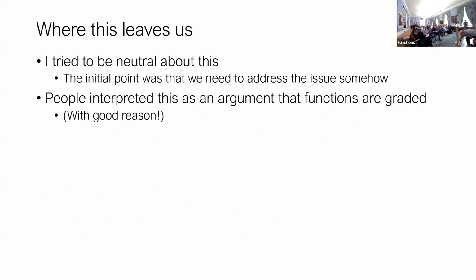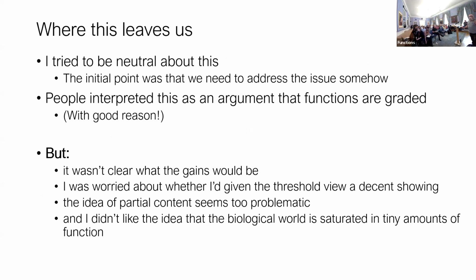Okay, I've taken too long for this bit, so I'm going to be really fast. So in the paper, I thought I was being quite neutral. I was just presenting a dilemma. What actually happened is that everyone thought I was arguing for partial functions. Looking back, with good reason. I thought I was being neutral. I wasn't being that neutral. But there was a good reason to be neutral, and that was because I was really unsure about the view.